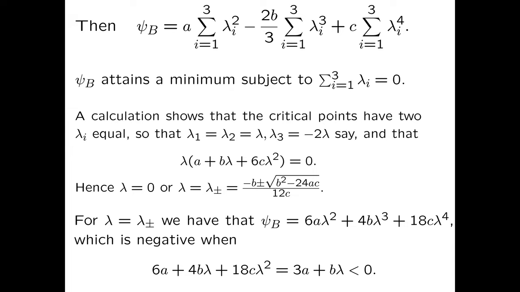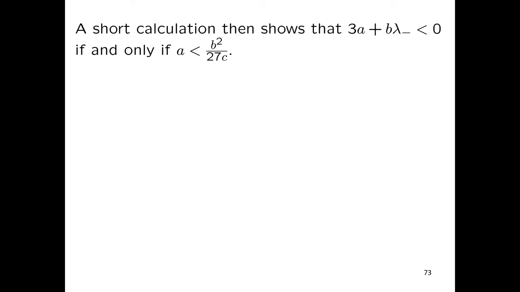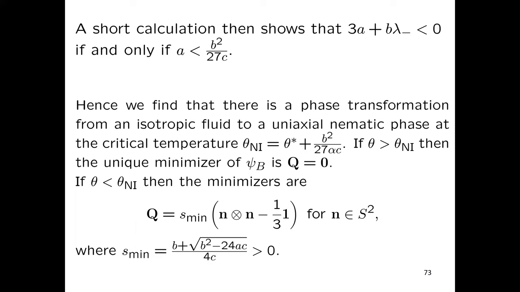So the conclusion is the following. It's a calculation that shows that 3a plus b lambda minus is negative if and only if a is less than this expression, b squared over 27c. And so what you find is that this model predicts a phase transformation from an isotropic fluid to a uniaxial nematic phase at a critical temperature, which is given by this formula. It's theta star plus b squared over 27c.